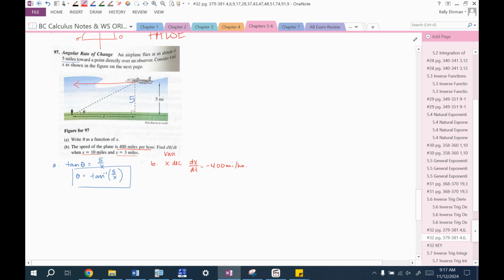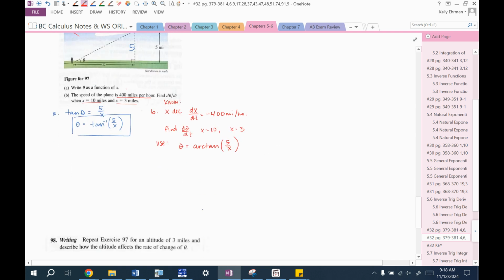This is related rates. That's what we know. We want to find d theta dt when x equals 10, and then again when x equals 3. And what are we going to use? We're going to use our formula for theta. Theta equals, let's write this as arctan, so it looks more familiar, of 5 over x. All right, so we're going to take the derivative with respect to t of both sides.